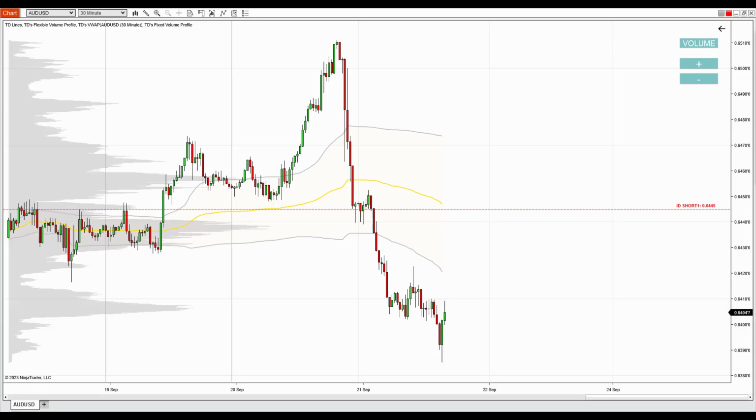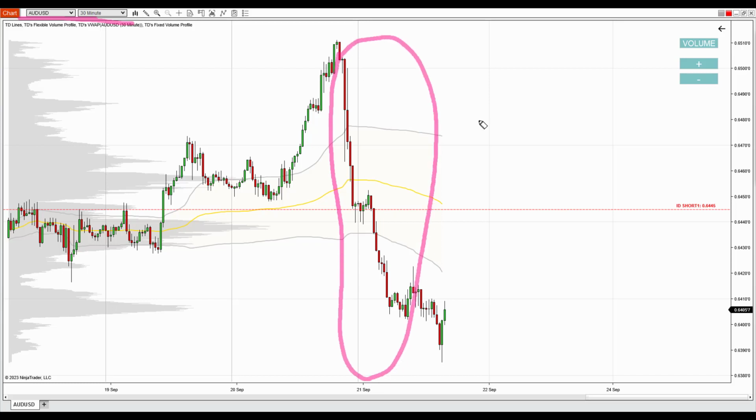Today I'd like to talk about the Australian dollar, US dollar. This is a 30-minute chart of the Australian dollar, US dollar, on the NinjaTrader 8 platform with my custom-made volume profile and VWAP indicators. I want to talk about this recent development, because there was a very sharp sell-off after yesterday's macro news on the US dollar, and it continued also in the Asian session earlier today.